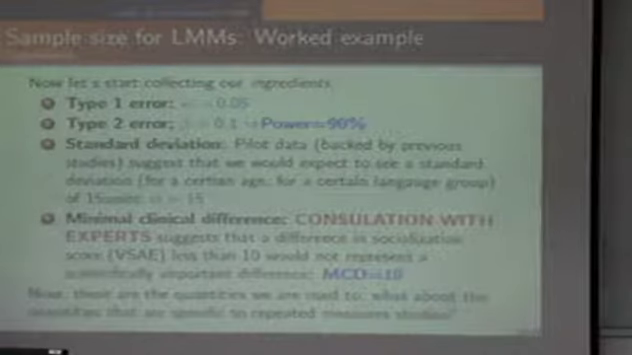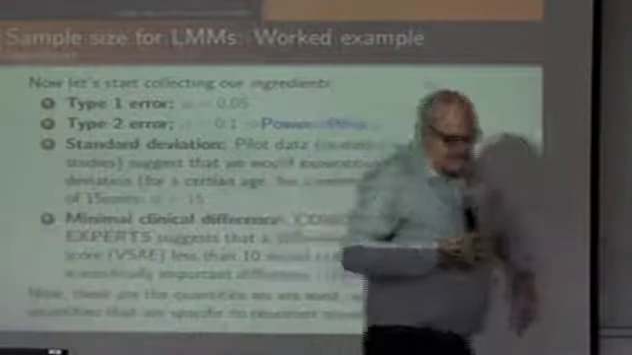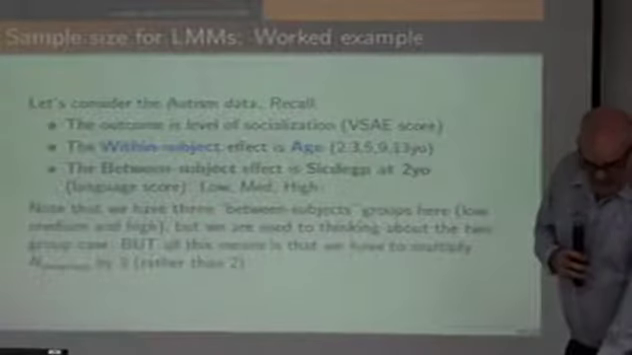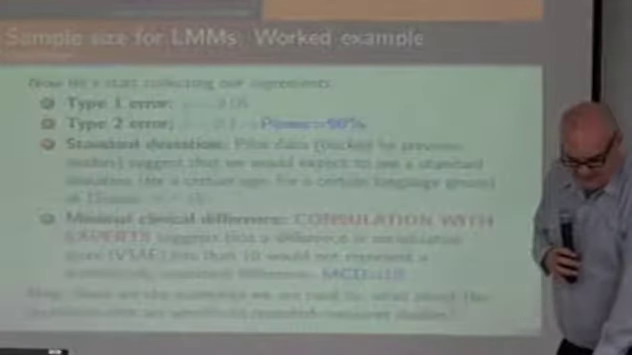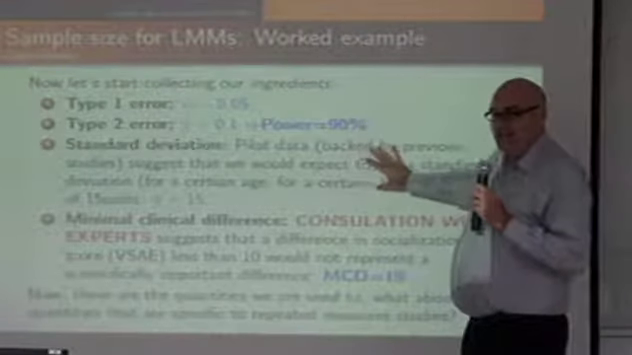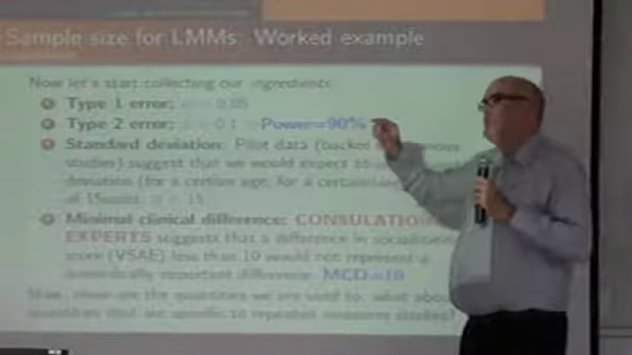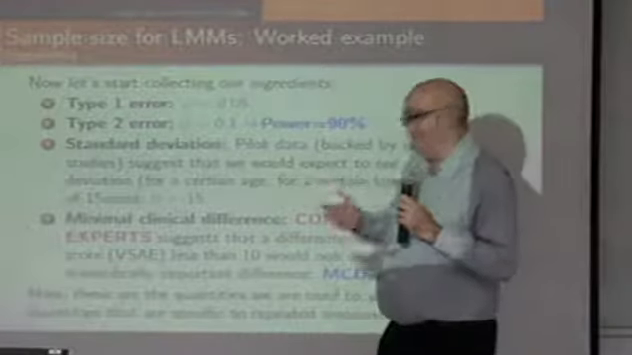Standard deviation, pilot data, backed by previous studies, suggests that we would expect to see a standard deviation for a certain age, for a certain language group, of about 15 units. Standard deviation in this VSAE, I think that's what it was. It's basically the socialization value. Okay, so how much that feeds into their social network and so on. Okay, that can be tricky to get. A lot of the time people will estimate that too. Or they'll go to literature which is reasonably relevant, but not that relevant, or they'll get expertise.